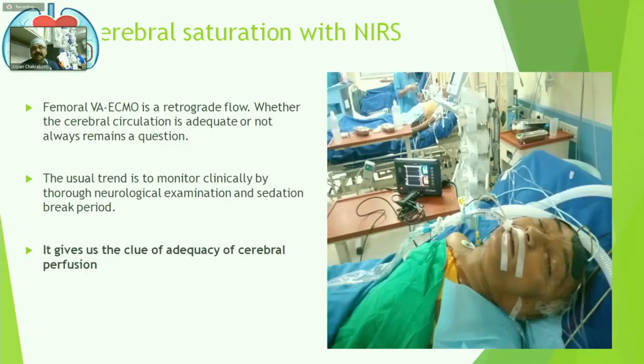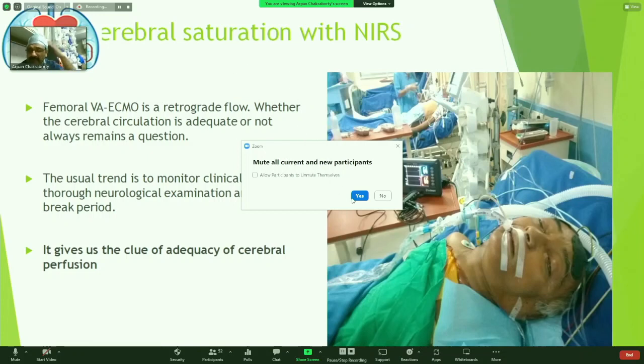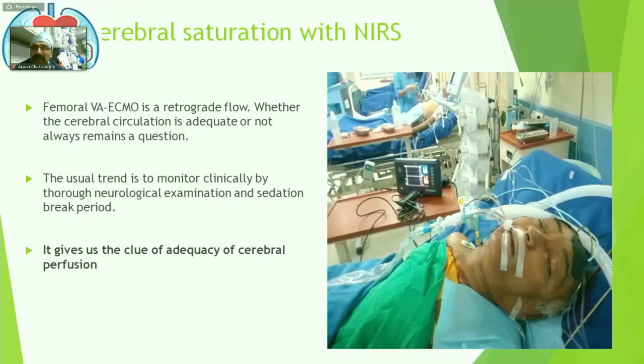Now, cerebral saturation monitoring is one of the important parts, because femoral VA ECMO, as you are putting it, is retrograde flow. So you have to ensure adequate cerebral saturation and perfusion. When the heart is not pumping or not generating any native cardiac output, no pulsatility, you can give adequate flow which will go to the vessels.